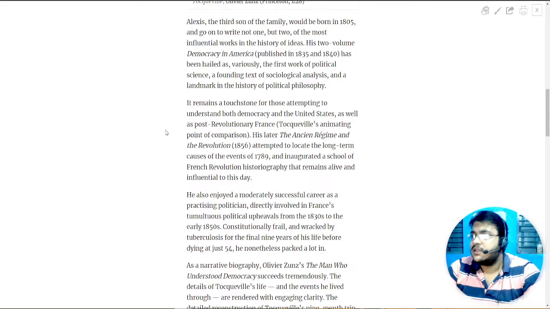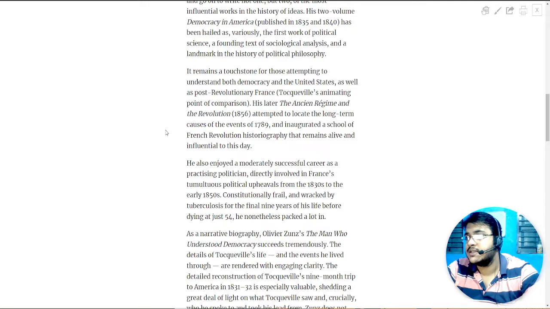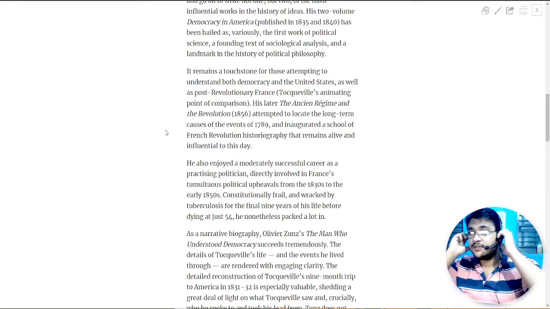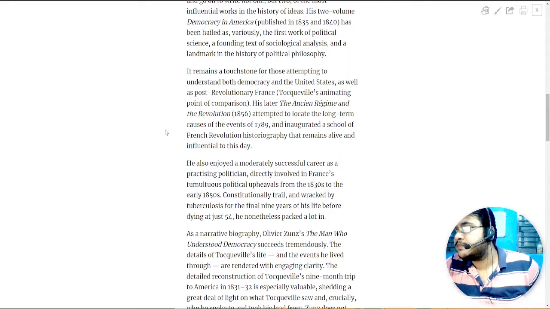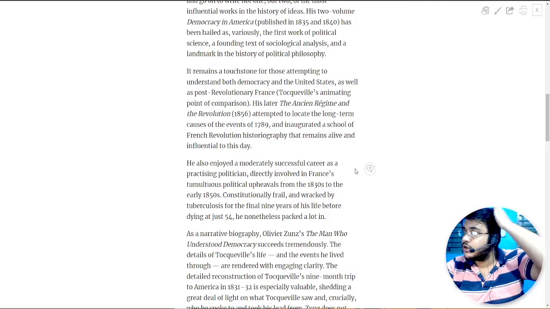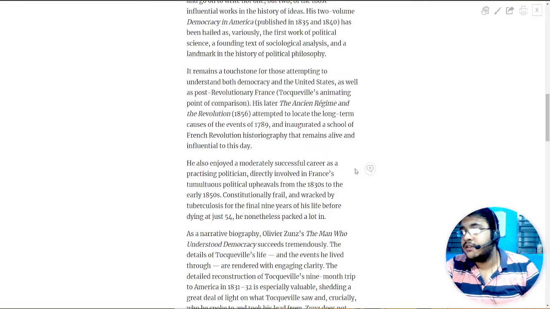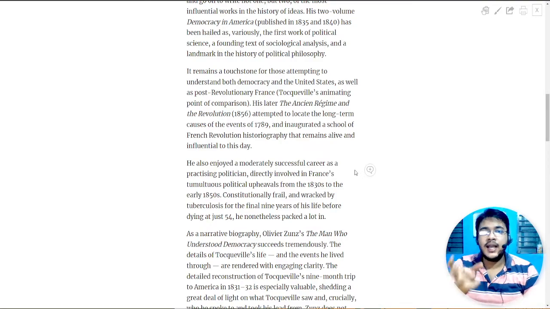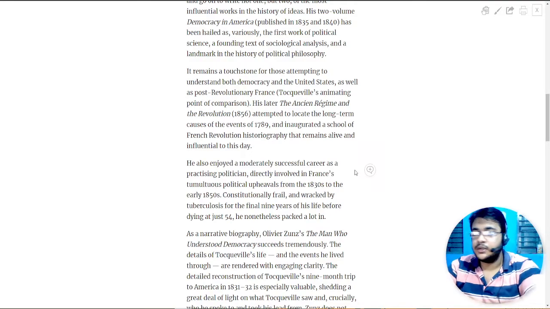It remains a touchstone for those attempting to understand both democracy and the United States, as well as post-revolutionary France, Tocqueville's animating point of comparison. His other book, The Ancien Regime and the Revolution, attempted to locate the long-term causes of the events of 1789 and inaugurated a school of French Revolution historiography that remains alive and influential to this day. So this basically again is talking about the books and how these books were influential till today. Okay.